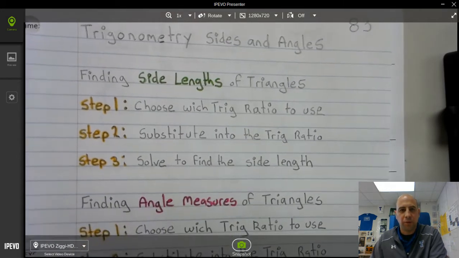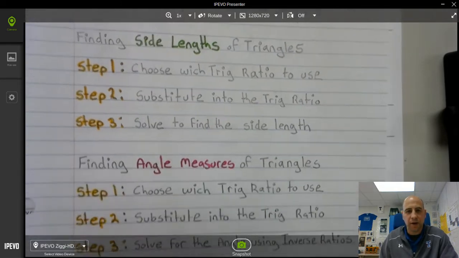First let's look at the steps to finding side lengths of triangles. Step 1, choose which trig ratio to use. Step 2, substitute it into the trig ratio. Step 3, solve to find the side length. If you would, update the steps for finding the side lengths. All right, now you have that.